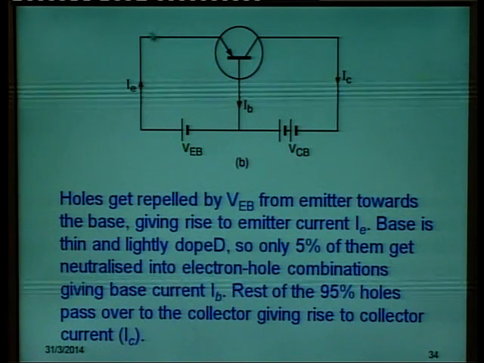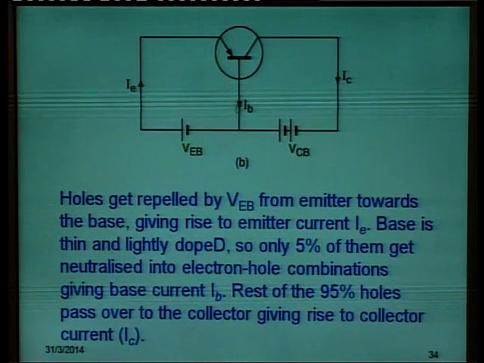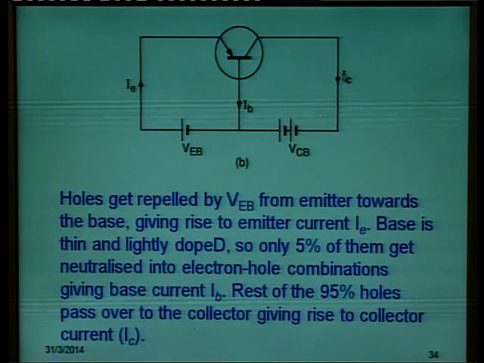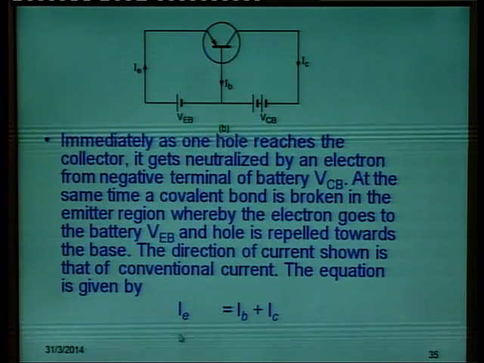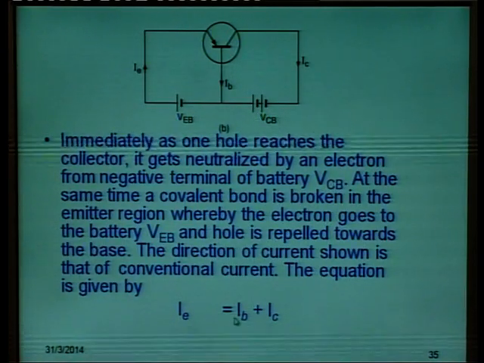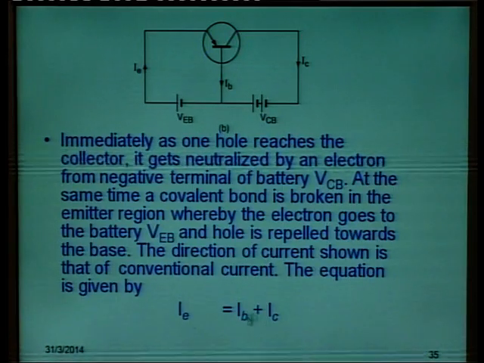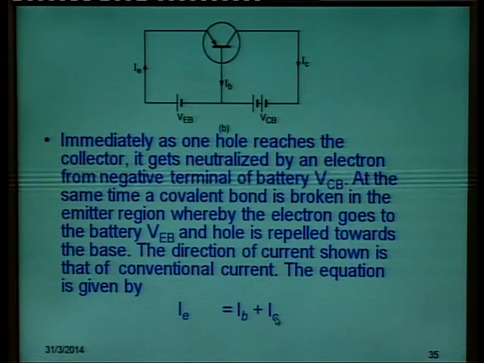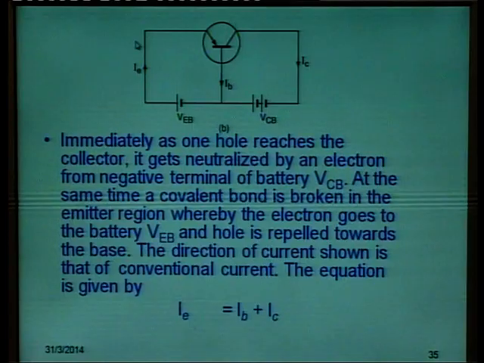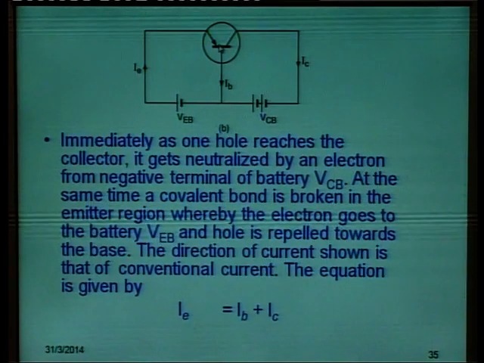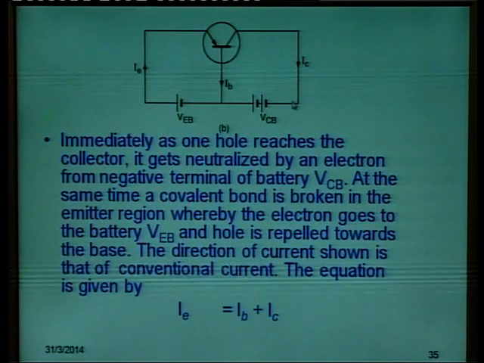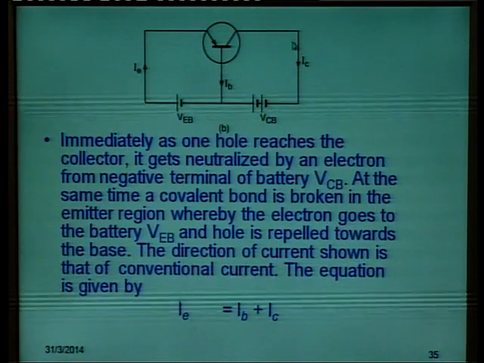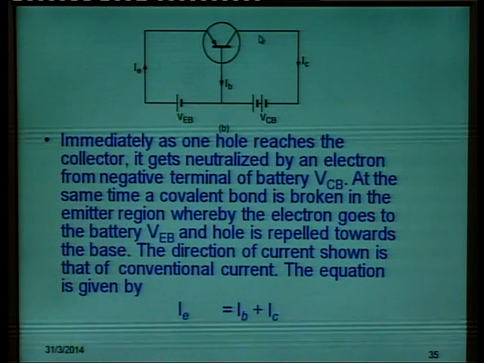So, here emitter current is shown this way, this is the base current, this is the collector current. If you use Kirchhoff's law, then you can show that emitter current is basically equal to the sum of base current and collector current. Now, what happens is that immediately as one hole reaches the collector, it gets neutralized by an electron from the negative terminal of the battery VCB.